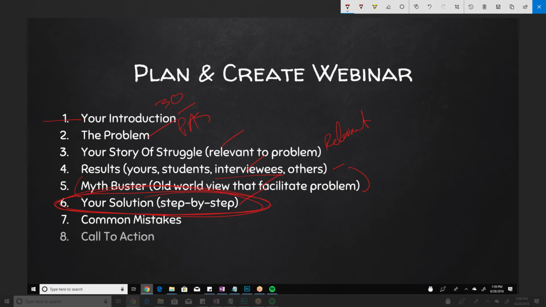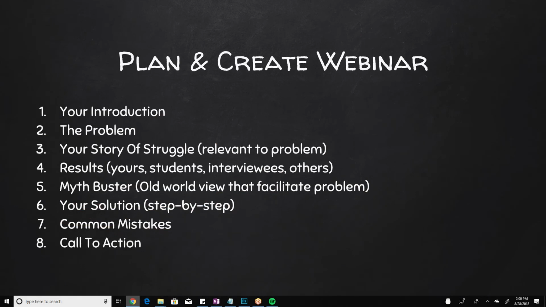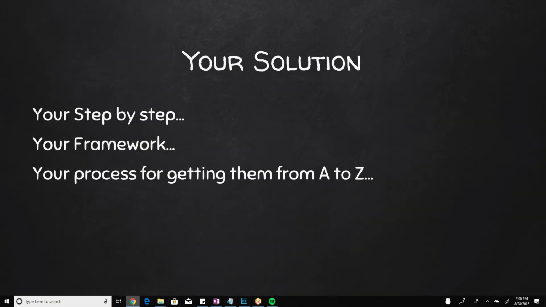Your solution is going to be your step-by-step solution. And what you are looking at right now is literally my solution. My solution to creating and planning a webinar is these 8 steps. And if you do these 8 steps, you win, right? The solution is just your step-by-step. It's your framework. It's your process for getting someone from A to Z.